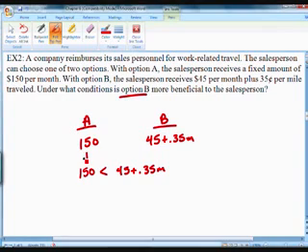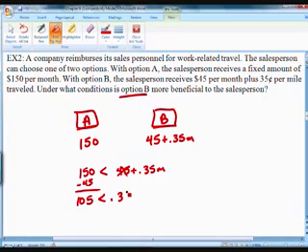We want to know when is this amount of money less than this amount of money. It's pretty much what we're looking for. Or when this amount of money is greater than this amount of money. Same thing. 2 steps, guys. What's step 1? Subtract 45. So we now have 105 is less than 0.35 M.